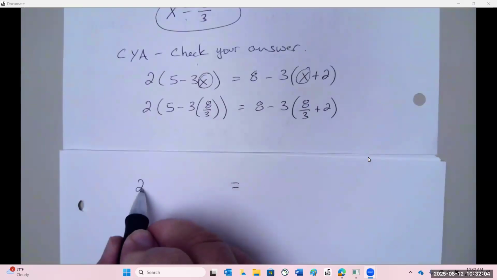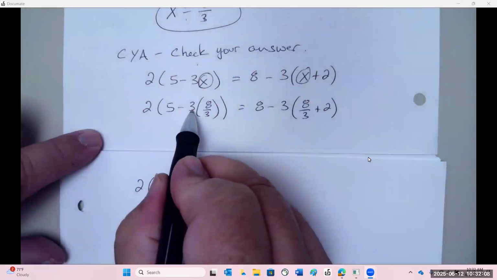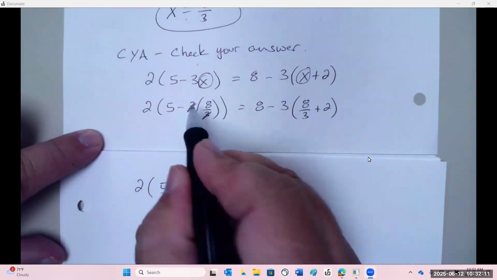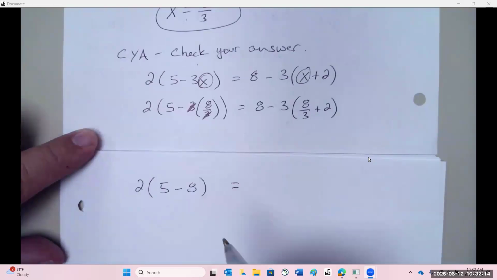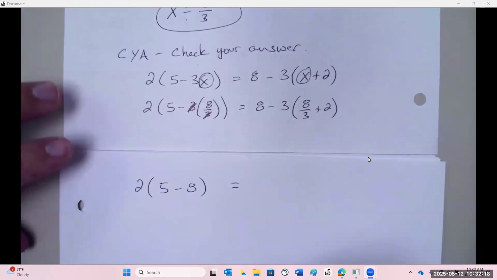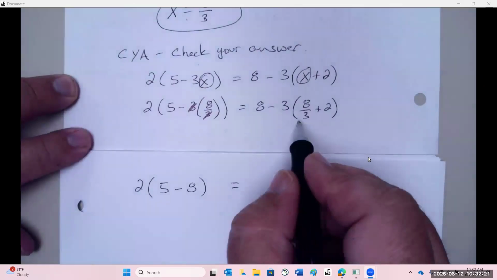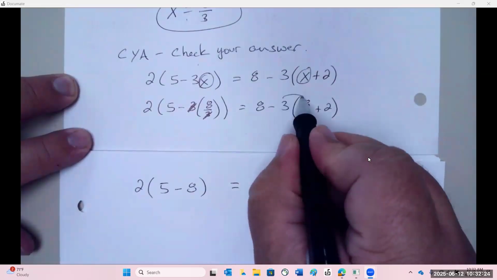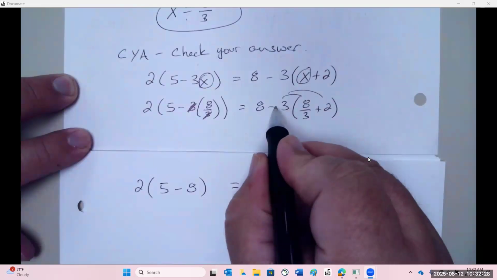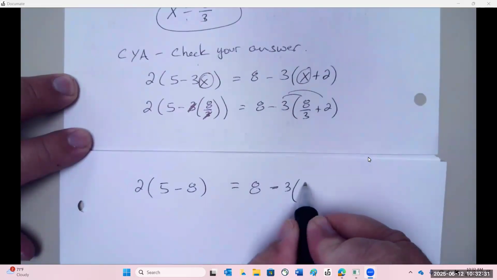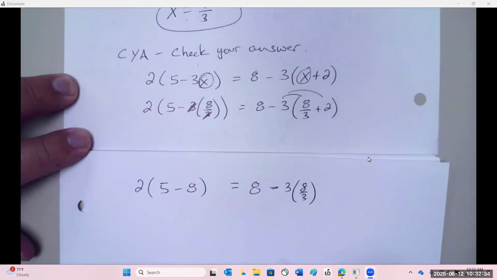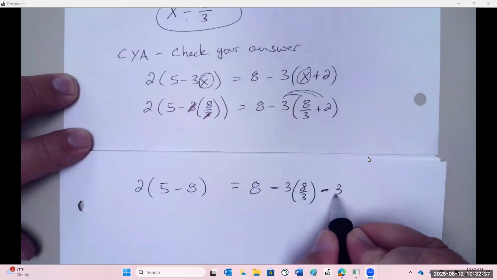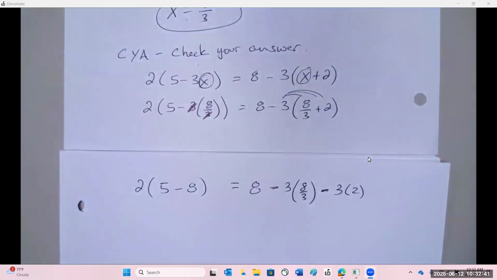Now, on the left side, 3 times 8 over 3. I can cancel those. So it's 5 minus 8. On this other side here, I can distribute that -3 inside there. So negative times positive is negative 3 times 8 over 3. Negative times positive is negative. As long as there's a rule that says you can do it anytime you want to. That's distributivity. I can do it anytime I want to. I don't have to wait till the very end. I can do it in the middle of it.